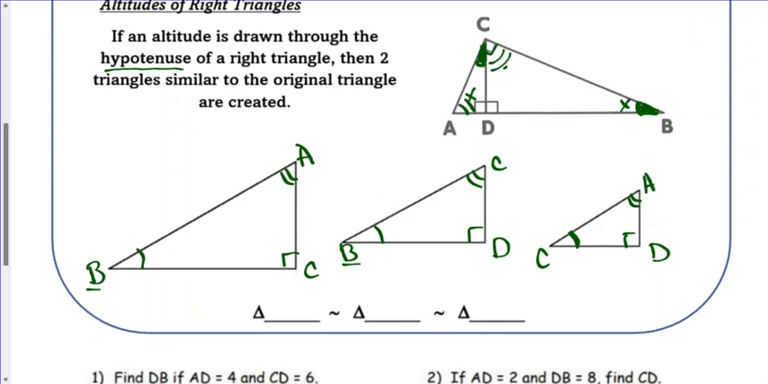Now I'm just going to write out those similarity statements. Triangle CBA is similar to DBC, which is similar to DCA. And we haven't talked about this, but we do have the transitive property of similar triangles. If these two are similar and these two are similar, we can jump over the middle one, assuming that all three are really similar to each other.